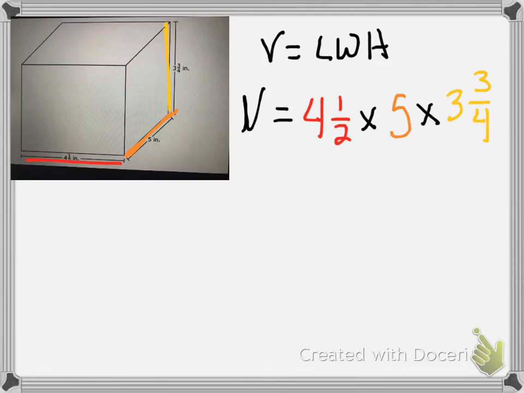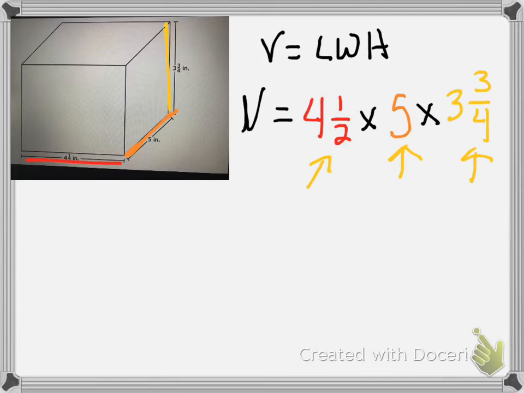Okay, so we know based on our lesson earlier in the week that in order to multiply these fractions, we need to do some changing to them. So these are mixed numbers. This one and this one are mixed numbers, and this is a whole number. So we need to change these mixed numbers into improper fractions in order to be able to do the multiplication. So let's start with the first number.